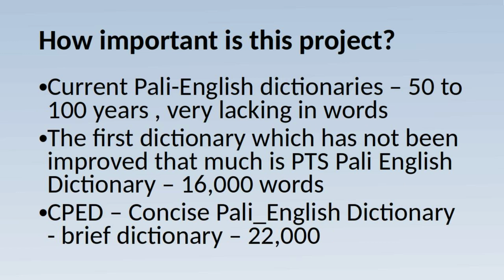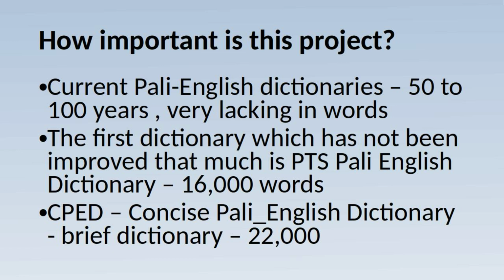To give you some type of magnitude of how important this dictionary is, it is best to tell you about the current dictionaries that we have for Pali and English. So they're very lacking, and they've been that way for 50 to 100 years now. The first dictionary ever made, and that has not really been improved so much, is the PTS Pali English Dictionary. That has about 16,000 words.